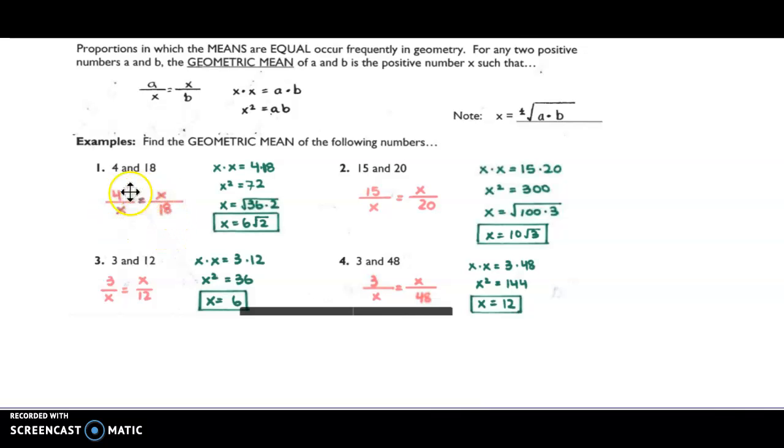So you would set up this proportion of 4 over x is equal to x over 18. And we already went over how to solve a proportion. We're going to cross multiply, and you're always going to get x squared equals a number. And so this is one of the reasons why we went over simplifying radicals, so you've got to be able to do that.